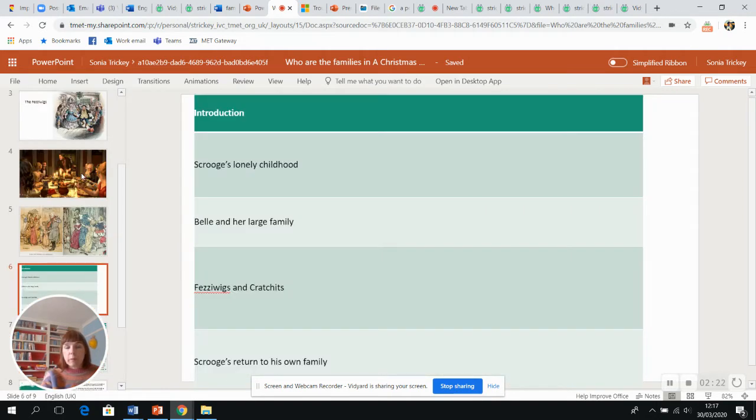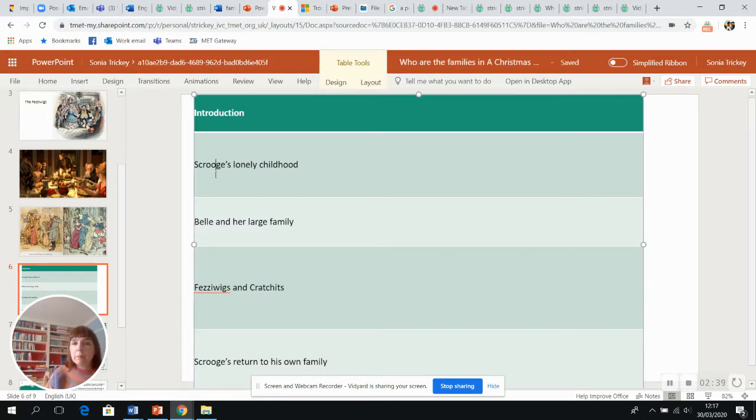I would look at trying to include all of these different families in my answer, and I would say a little bit about each one. So I would start with an introduction where I just set out what I was going to do. I'd actually start with Scrooge's childhood, because I think it's important whenever you're exploring an idea in this novel to move from how Scrooge is at the beginning to how he is at the end, and always show the progression of Scrooge as the novel moves on.